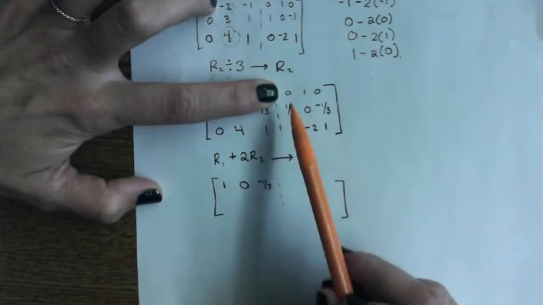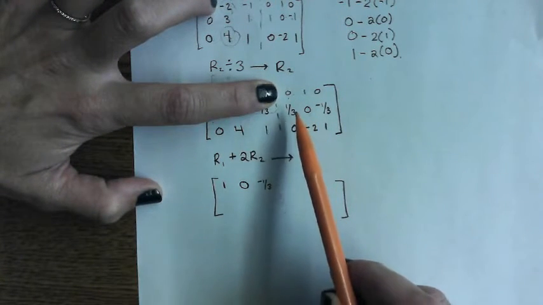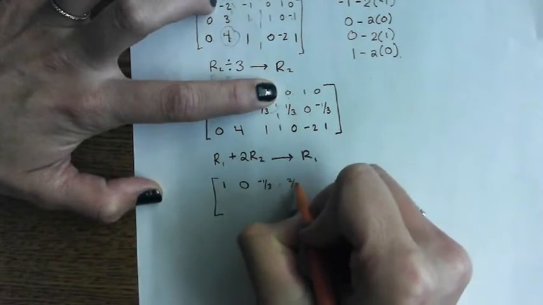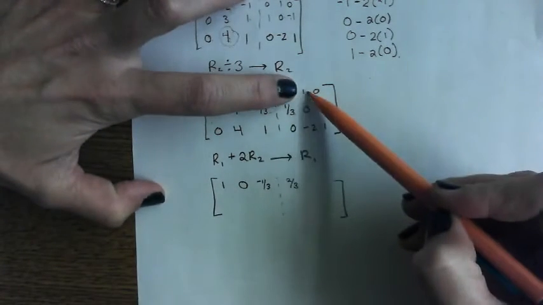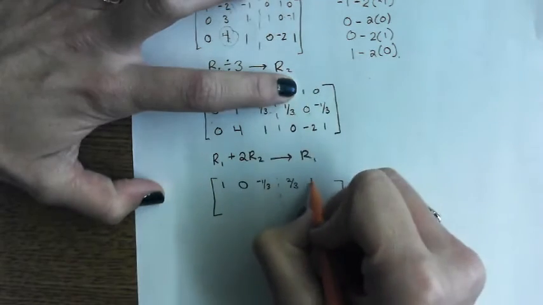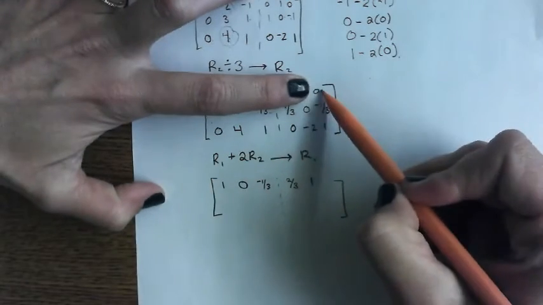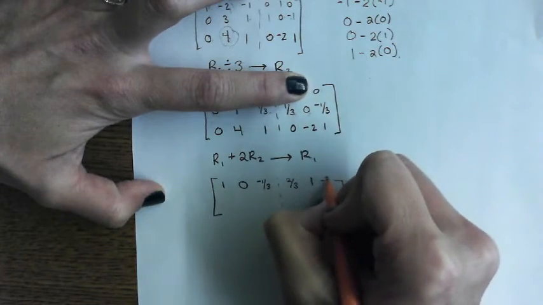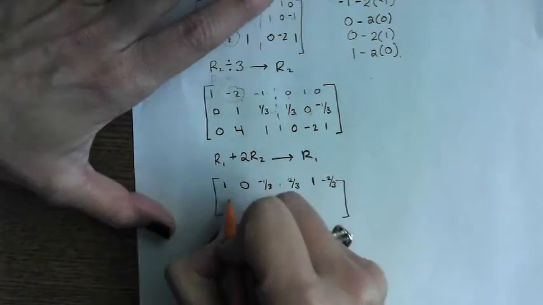on the 0, we're going to start with 0 and we're going to add double this. So it's 0 plus 2/3, which is just 2/3. On the next one, I'm taking 1 and I'm adding 2 times this. So that's going to stay 1. And on my 0, I'm adding double this, which will be negative 2/3. My other rows are not changing.